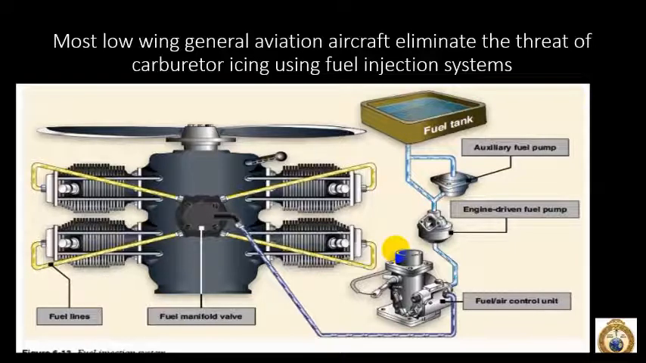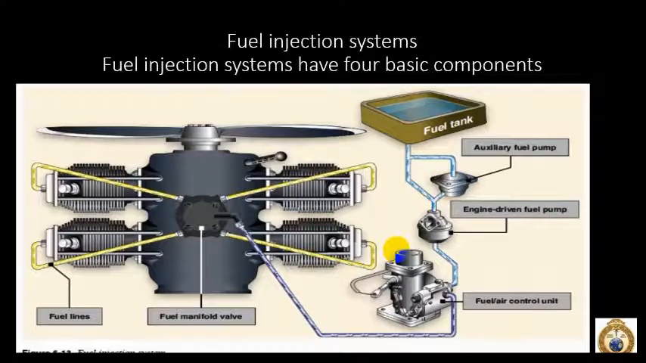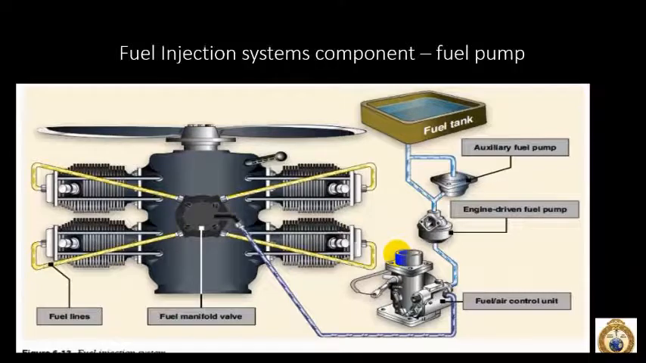Now, the cool thing about a lot of low-wing aircraft is they eliminate the threat of carburetor icing because they use fuel injection systems. The fuel injection system is basically composed of four components. We have a fuel pump. Here's the engine-driven fuel pump. We have an auxiliary fuel pump, or what people might call a fuel boost pump.